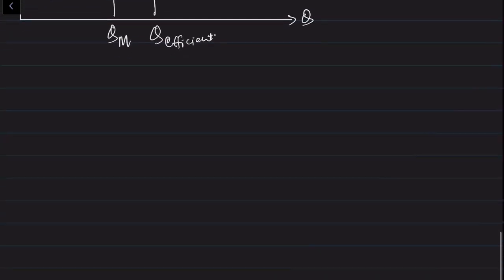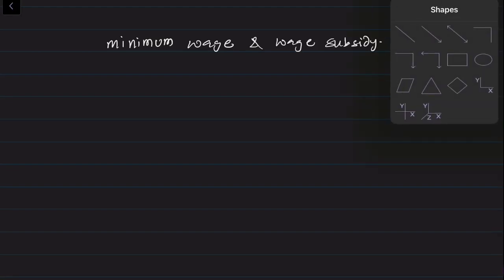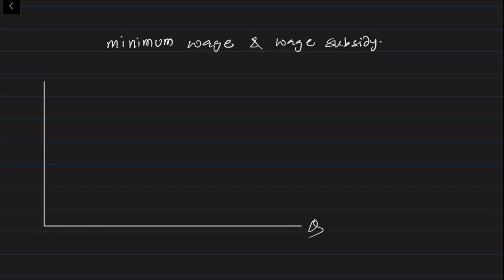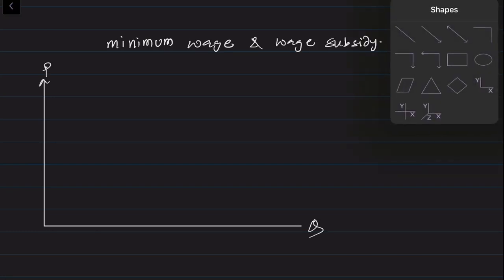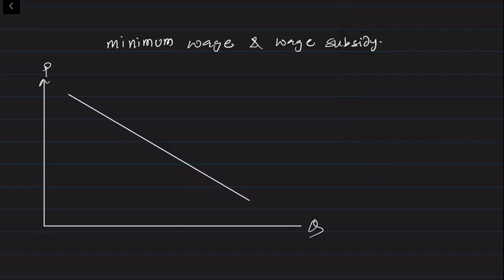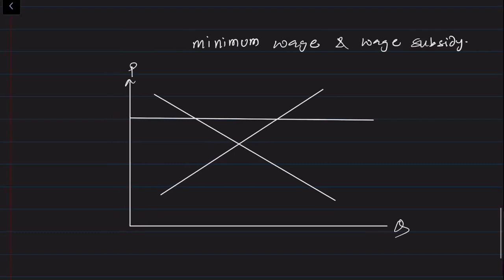Now before I end this video, I want to explain one more concept. Suppose you have minimum wage and wage subsidy, and you are asked to choose which one is better. Let me explain it from graph. So this is quantity, this is price, and this is the demand curve, this is supply curve. Okay, and suppose this is the minimum wage. All right, so this is the wage received by the workers.